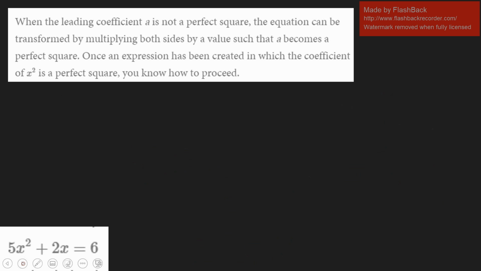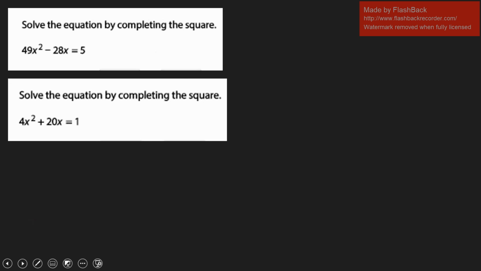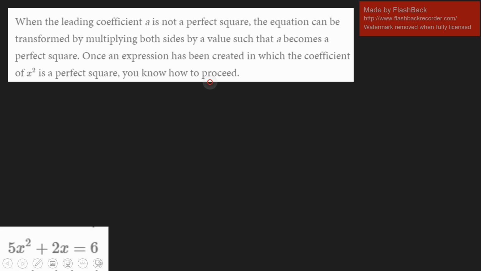But also, even if the first number is not a perfect square, you can make it a perfect square. And so again, for those of you that are about to be really good at completing the square, this ends up being a technique that can help you solve completing the square problems in a very short amount of time. So I'll do this one for you. So this one says 5x squared plus 2x equals 6.